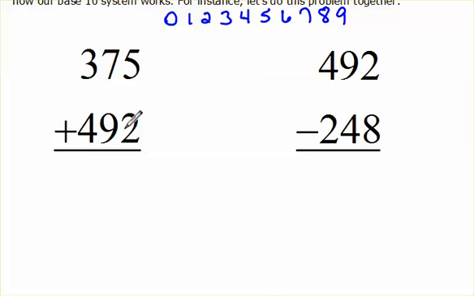So let's go back and add this again, but keep in mind what's really going on. Here we're adding ones. 5 ones plus 2 ones is 7 ones. That's true. This 7 and this 9, though, those are groups of 10. So we technically have 16 groups of 10.